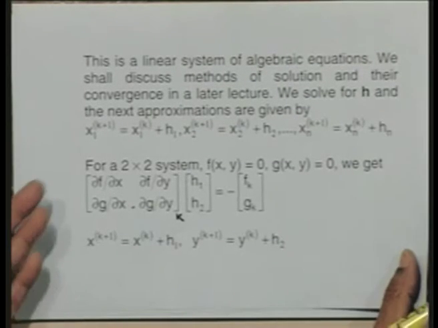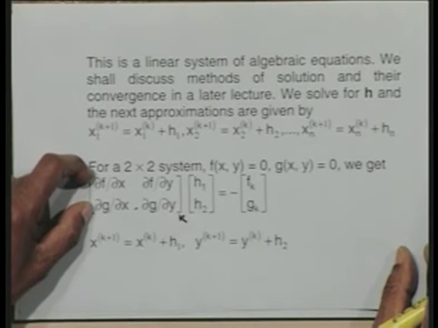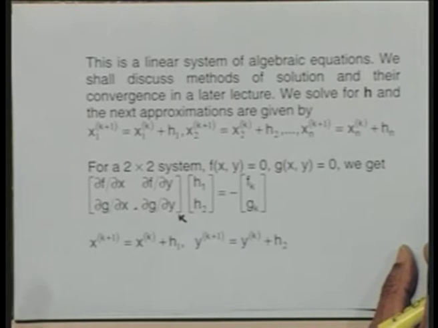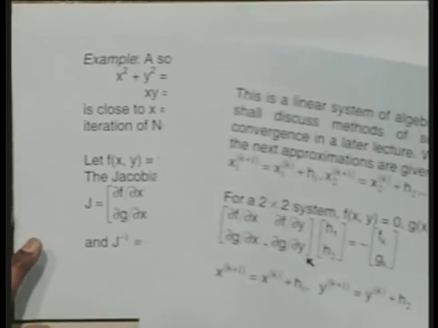The order of the system depends on the number of equations that is given to us. Here we are solving a 2 by 2 system. In the general case we are solving an n by n linear algebraic system, one particular system for each iteration. Now let us take a simple example on this.